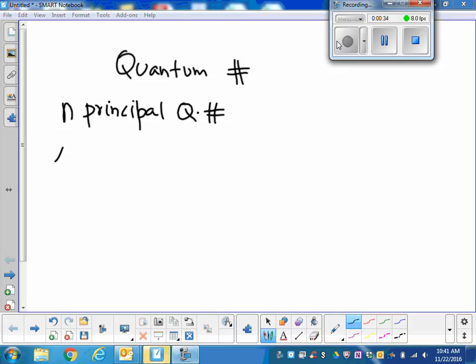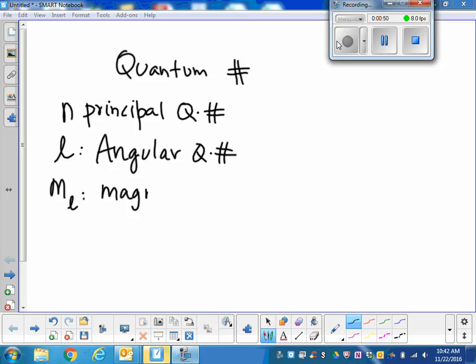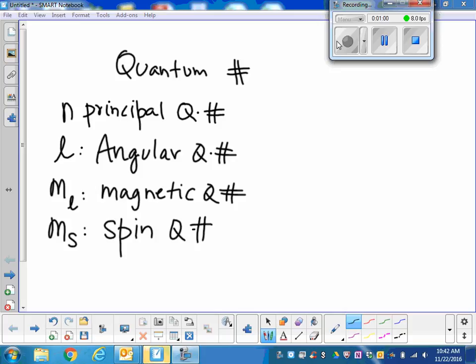What is L? L is the angular quantum number, right? Angular quantum number. And then we have ML, which is the magnetic quantum number. And then you have MS, which is your spin quantum number. Is that right? Yep. Okay.